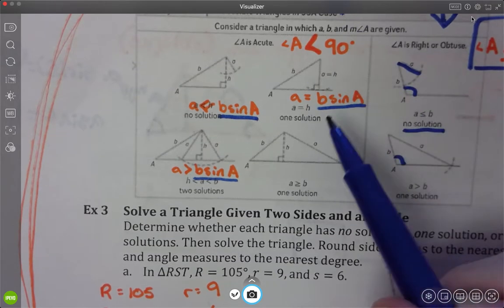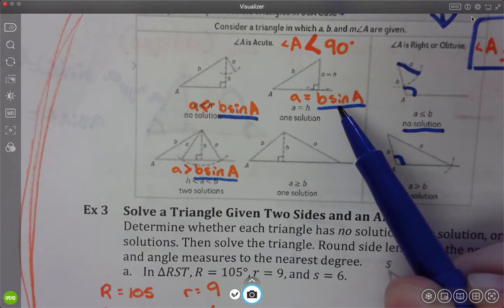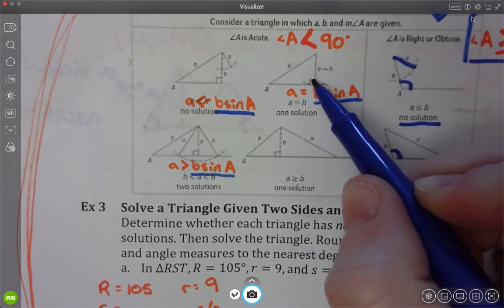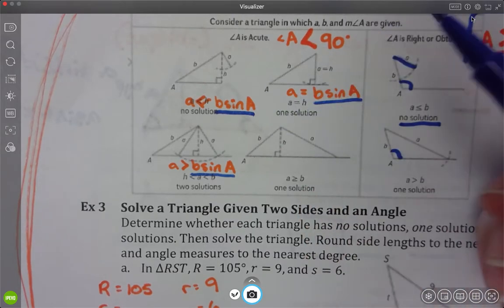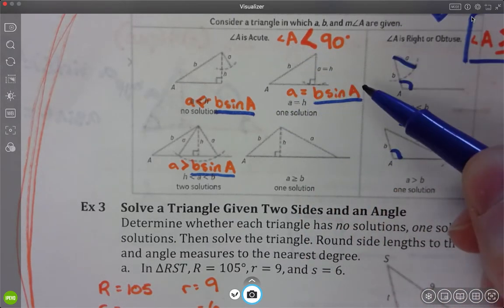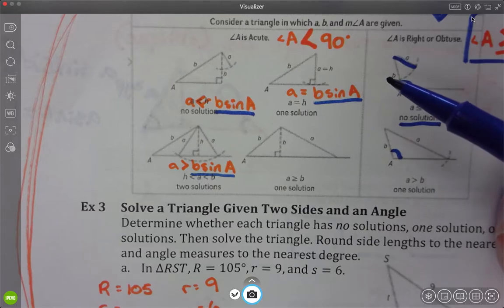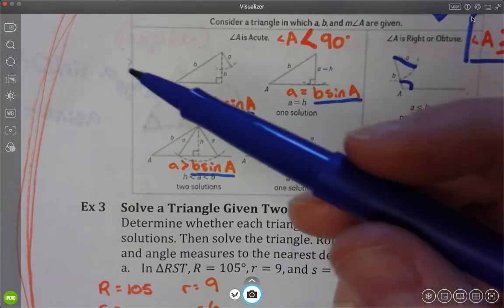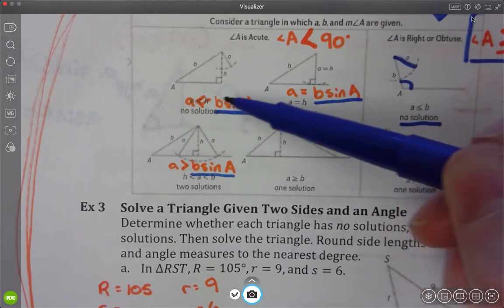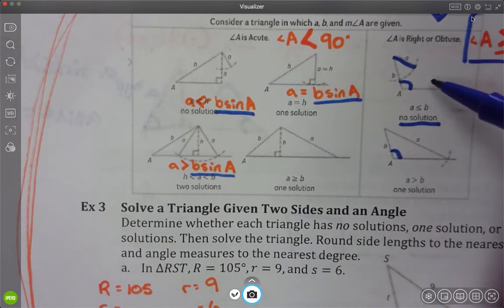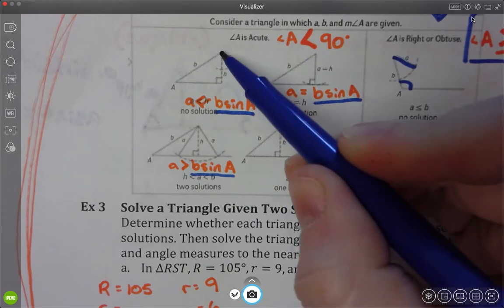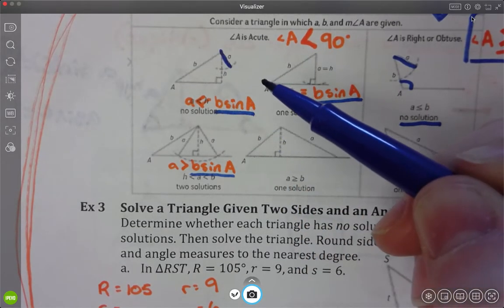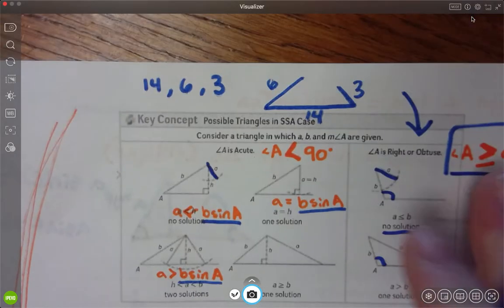If there is one solution, A will be equal to B times sine of A, which really means we have a right triangle, and there's only one solution. It's perfect, and we can use the law of sines to find any of the other missing pieces. If A is less than B sine A, we have the same scenario as over here: this little A is not going to be long enough to touch down on the third side, and we end up with no solutions. We basically have a triangle with a gap.